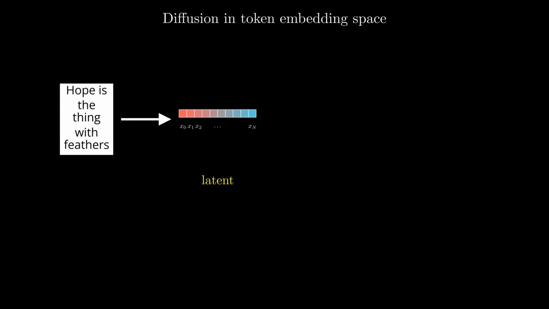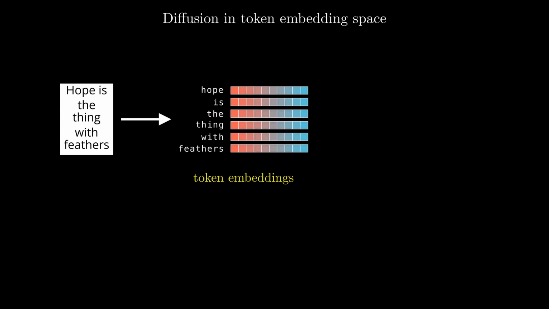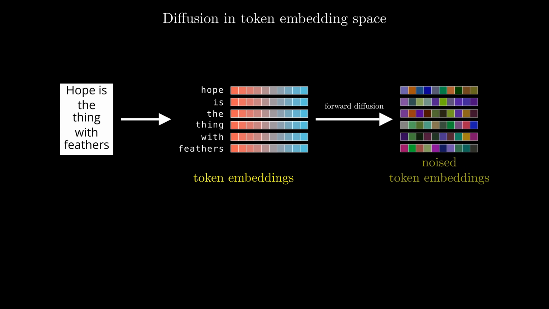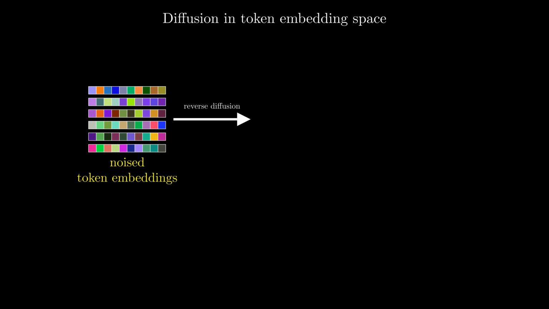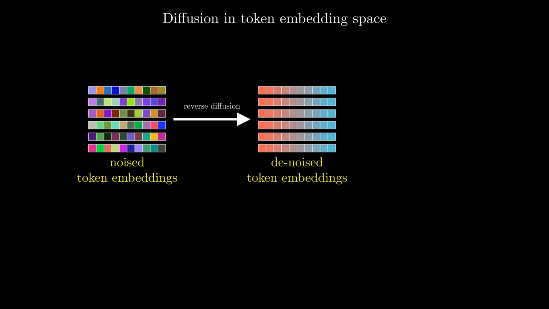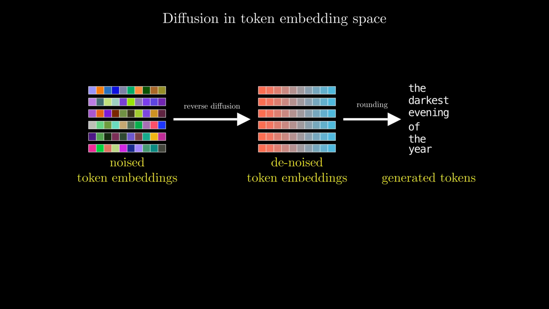Instead of having a single compressed latent for the entire sequence, we could keep token embeddings separate and apply forward diffusion to each one independently. Effectively, we're preserving the token boundaries and removing the need for an autoregressive decoder. During inference, we'll similarly apply reverse diffusion to each noised token embedding. But here's where things get tricky. The denoised embeddings need to be mapped back to text tokens. This process, called rounding, turns out to be non-trivial.